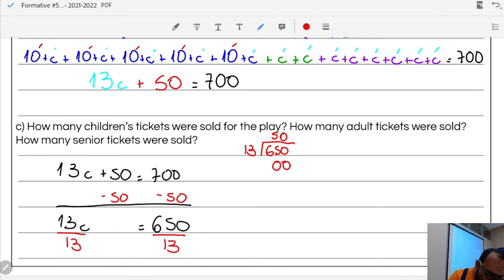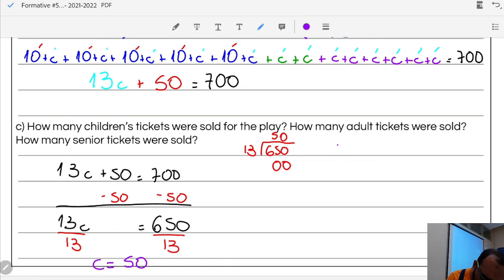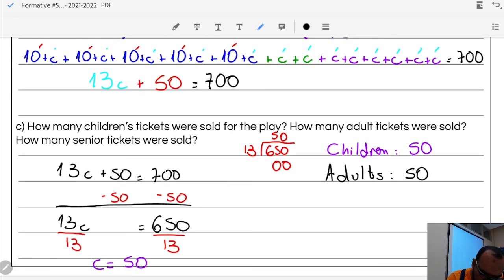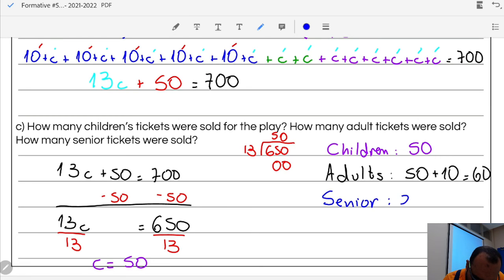Great, 50. How many children do I have in this play? C equals 50, right here. Children. Guys, the adults I had in this show: because the equation was children plus 10, it is 50 plus 10, 60. And seniors, guys, it is 2 times 50, 100.